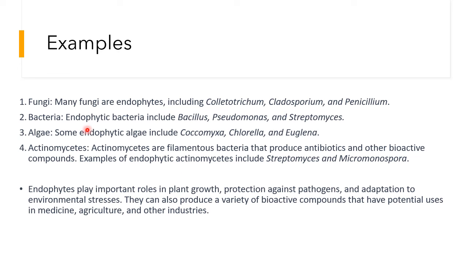For example, fungi: many plants have endophytic fungi like Colletotrichum, Cladosporium, Penicillium, etc. These are just genera that I am mentioning here. There are n number of endophytic fungi and bacteria which are found. Then bacteria, for example, genera like Bacillus, Pseudomonas, Streptomyces. Then algae like Coccomyxa, Chlorella, and Euglena. Then actinomycetes like Streptomyces and Micromonospora, they are found in the plants.